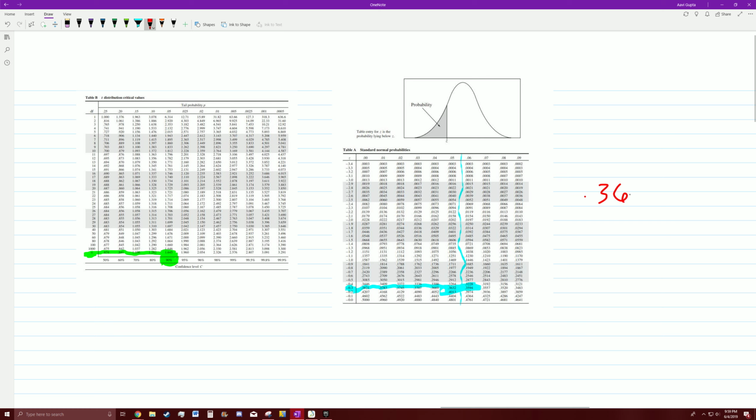So 0.3632 plus 0.3594, divided by 2, is equal to, let me grab a calculator.